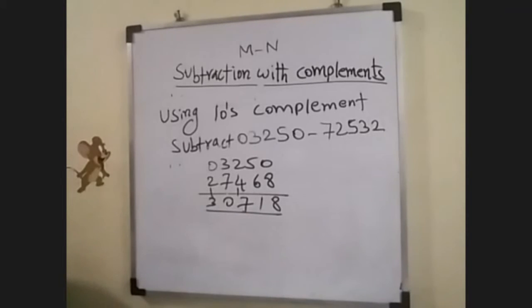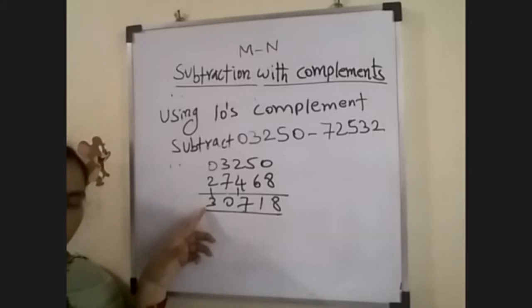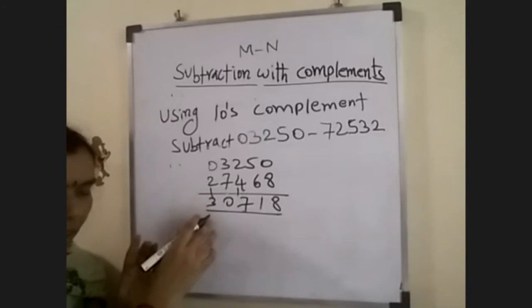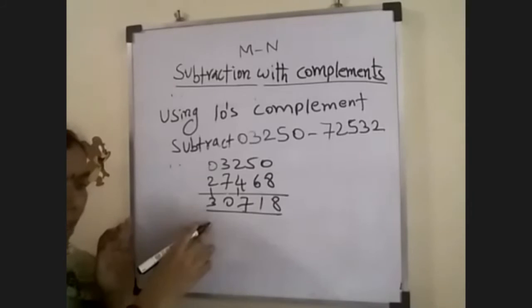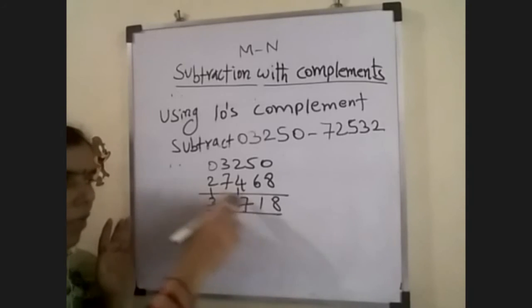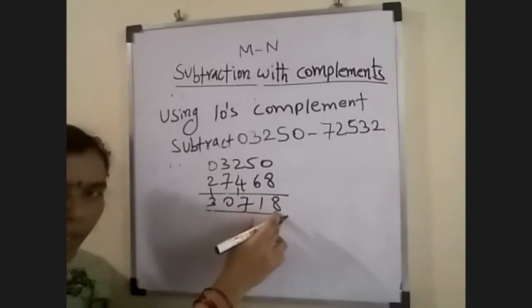In this sum, does it produce an end carry or not? No, ma'am. It does not produce an end carry. So what is the next step now? Directly we go to the third step: take the 10's complement of the result. That means here you take the 10's complement of 30718.